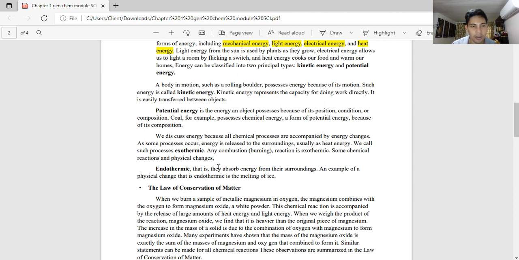The same goes for physical changes. An example of exothermic combustion or burning is the lighting of a matchstick. When you light a match, the match burns, and it releases heat energy. Next is your endothermic. Endo, from the root word, means inside. It is absorbing energy from the surroundings. An example of a physical change that is endothermic is the melting of ice.